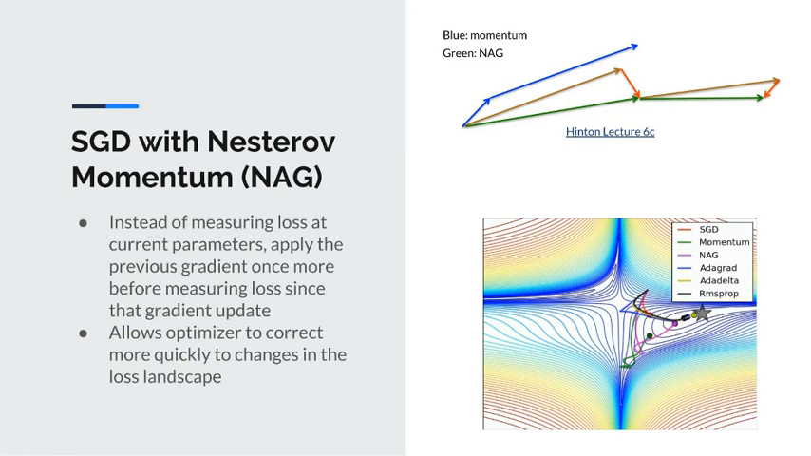The slight reformulation of stochastic gradient descent with momentum leads to better optimization behavior in practice, as you can see here on the bottom right, where we have a little visual of how some optimizers perform on a synthetic loss surface. It allows the optimizer to more quickly correct to changes in the loss landscape. In a similar way that using smaller batch sizes allows the model to adapt more quickly to changes in model landscape.